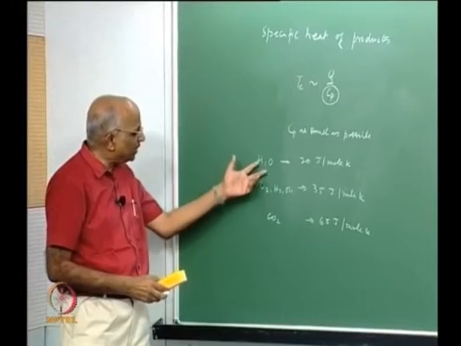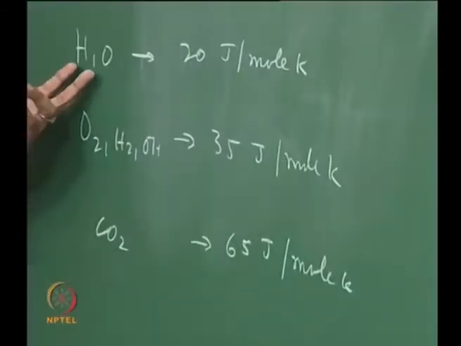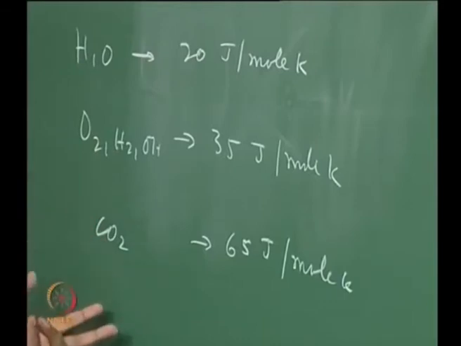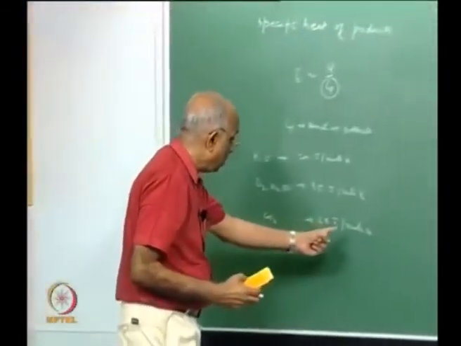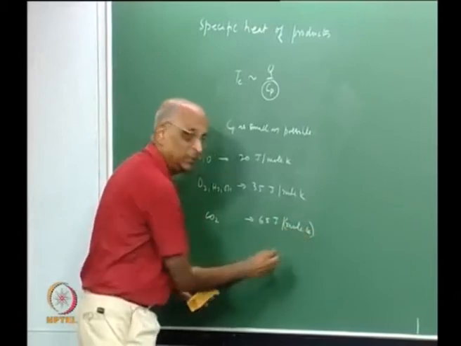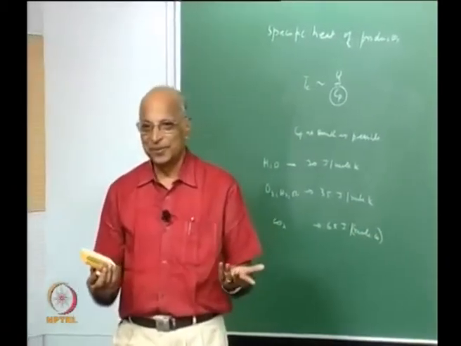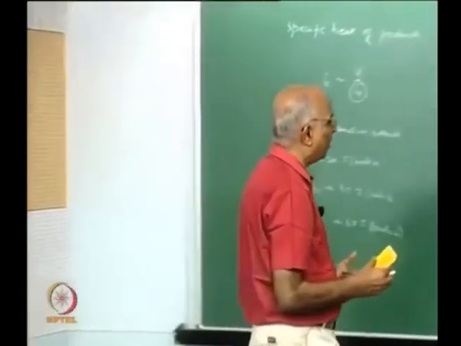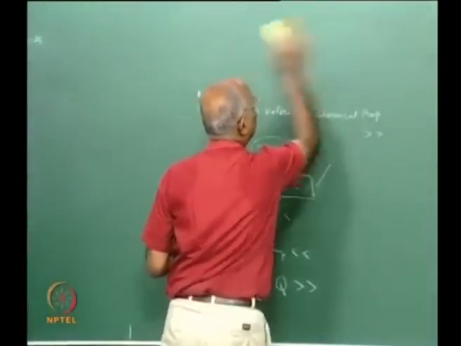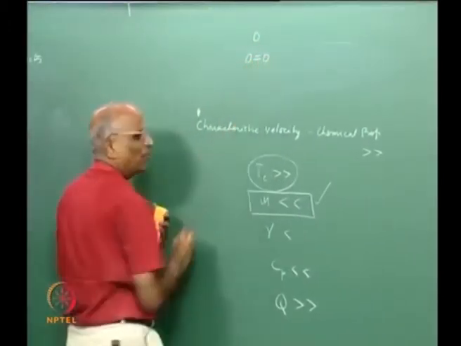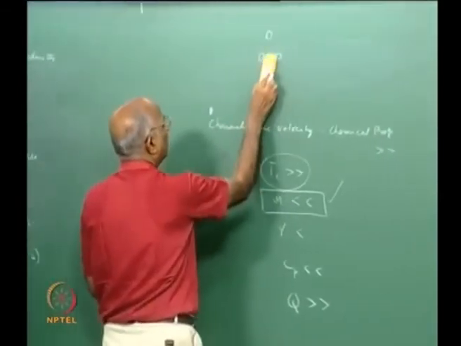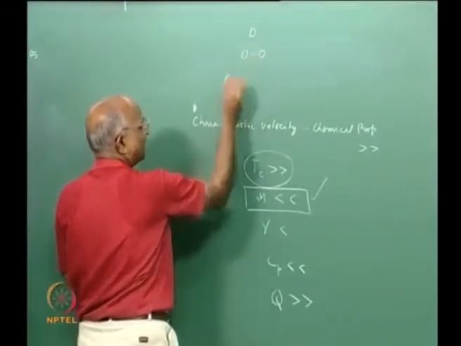Why should specific heat increase as the molecule changes from monoatomic to diatomic to triatomic and all that? Why should it go up? Mind you, the unit is per mole Kelvin. What happens? Let us take a simple molecule like oxygen atom. It is just O. If I take O2, we are not bothered about double bond, single bond, it is all bonded together, let us say like this.